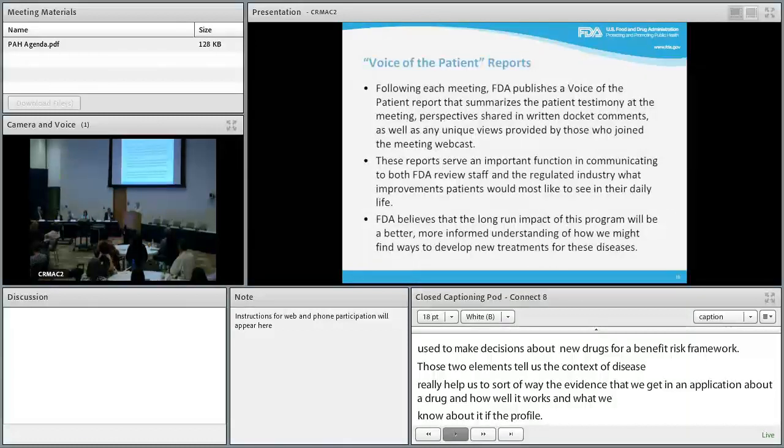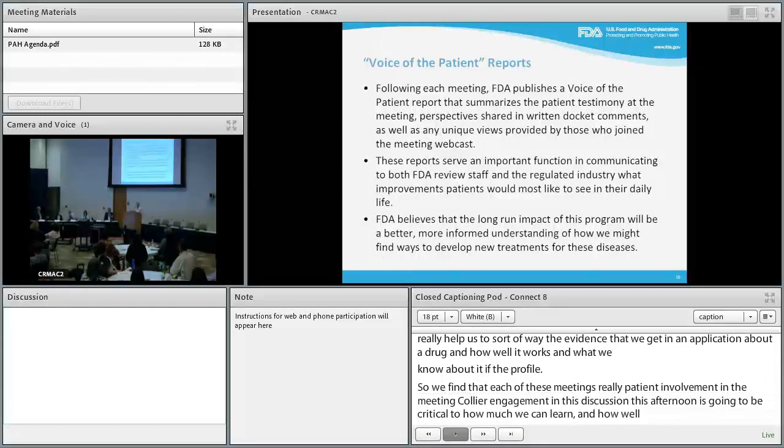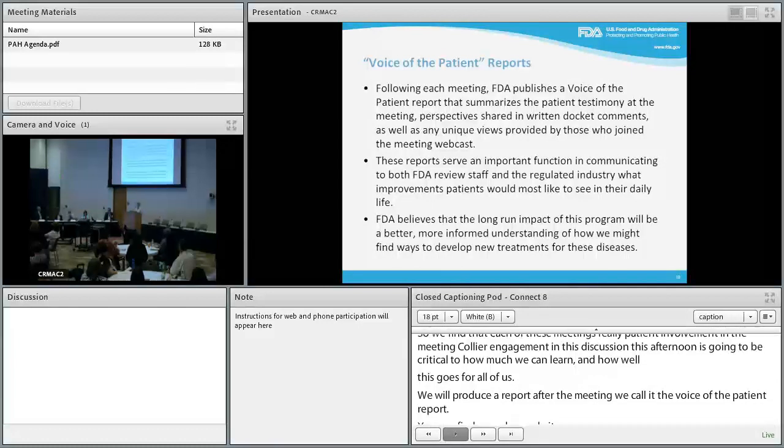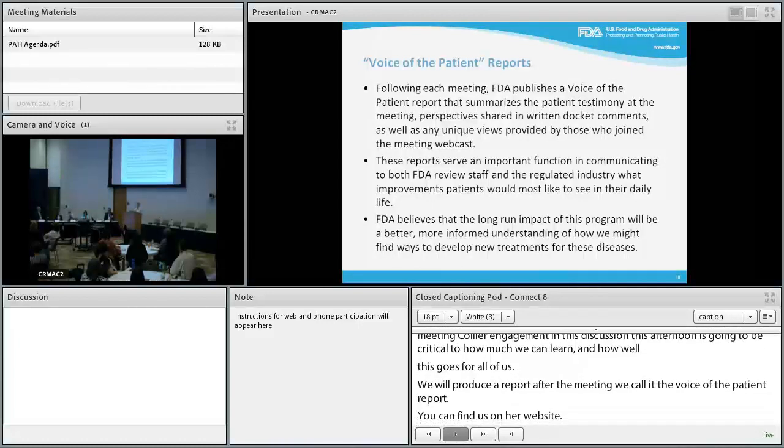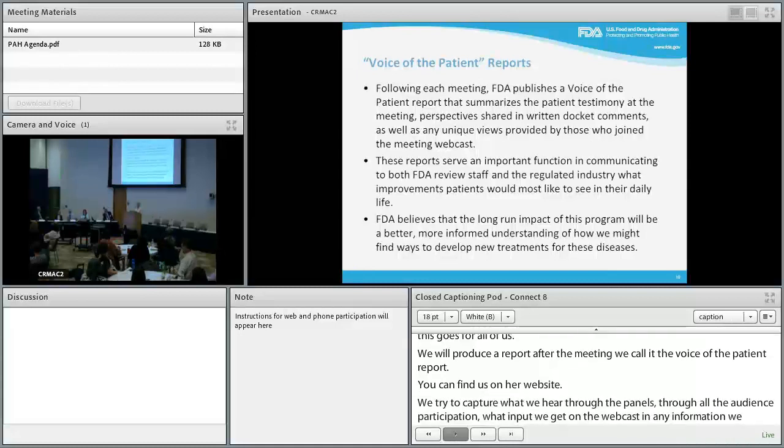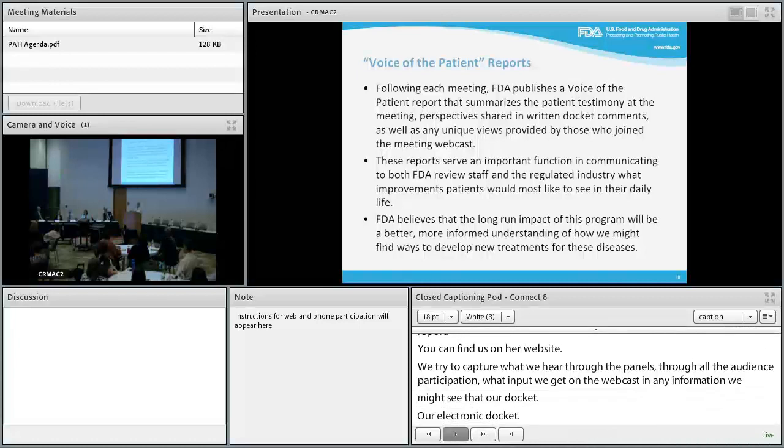We'll produce a report after the meeting. We call it the Voice of the Patient Report. You can find this on our website. We try to capture what we hear through the panels, through all the audience participation, what input we get on the webcast, and also any information we might receive in our electronic docket. We pull these components together. We try to capture what you tell us faithfully to the way you tell us. The words you use to describe what it's like to live with the disease are the ones we try to put in the report to make sure the review divisions and people who weren't here get to hear it as close as we did to what you told us about how it is to live with the disease.